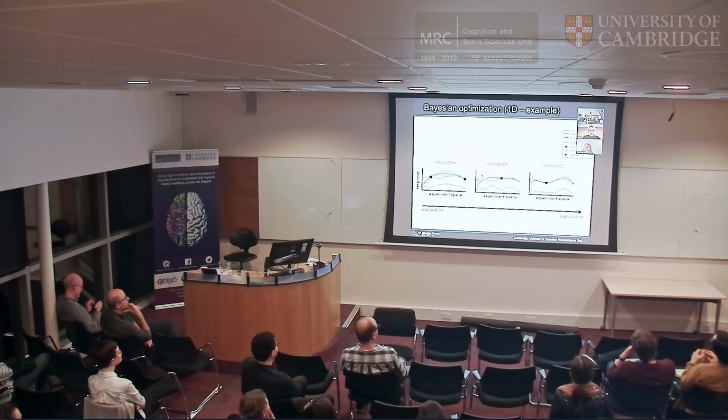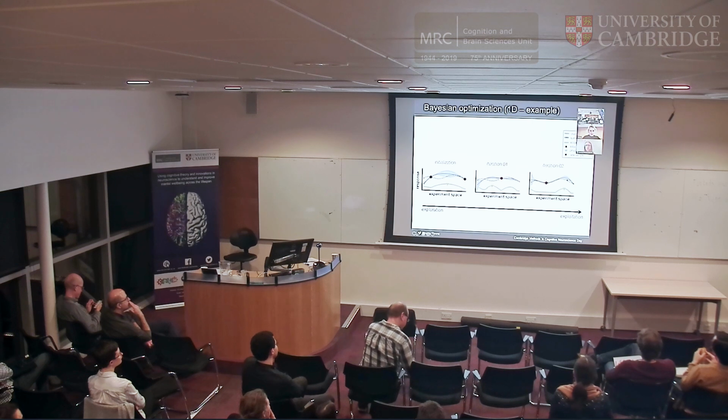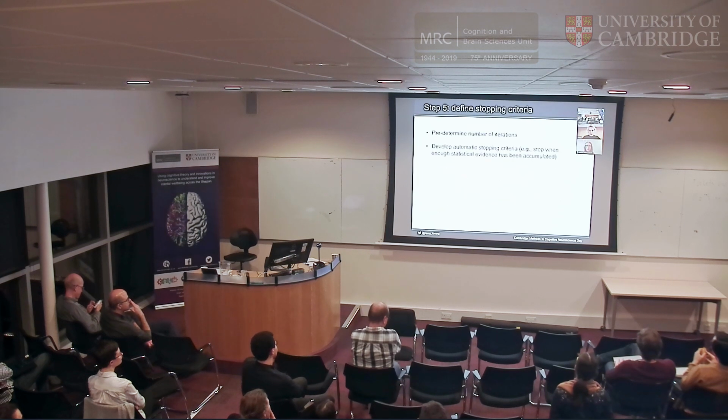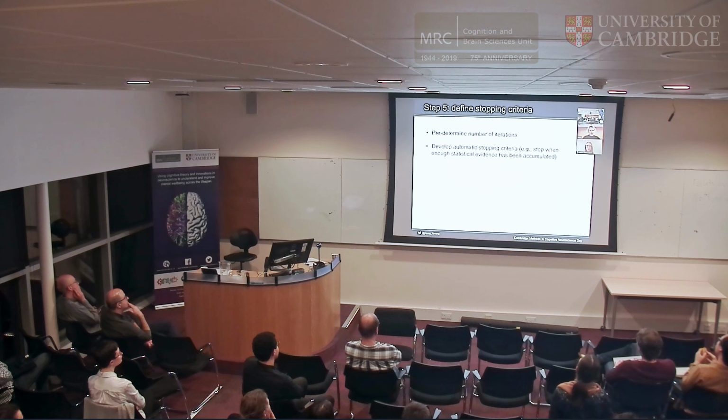But you see this in a very efficient and quick way. In this toy example, you can model the unknown objective functions in this kind of way. The last step you have to do is to define stopping criteria. What I've done so far is to predetermine the number of iterations. So you say a priori, like, let's do 20 iterations and then finish. But you can also develop really cool stopping criteria, for example, stop when enough statistical evidence has been accumulated.